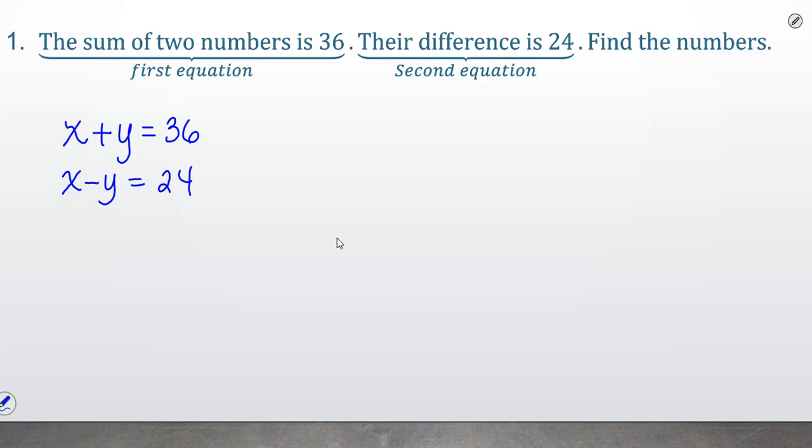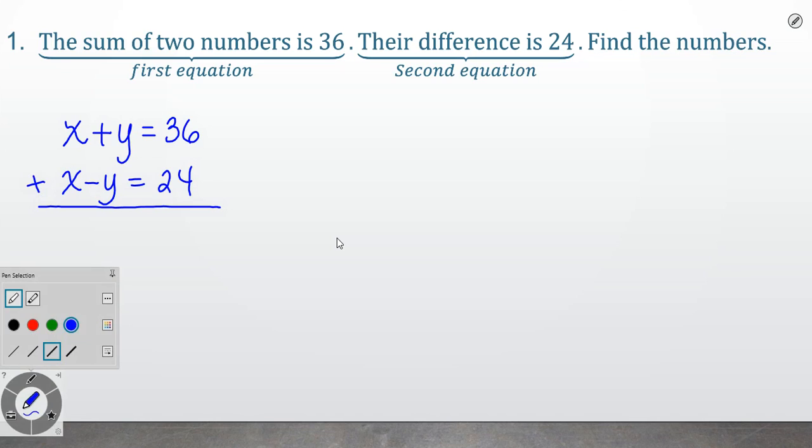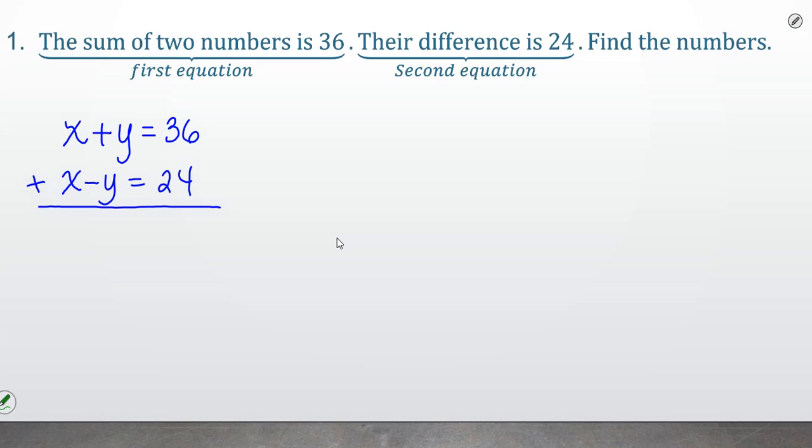All right, so here, like we saw yesterday in the previous lesson, we can eliminate the plus y and the negative y because they're opposites. And then x plus x is 2x, and 36 plus 24 is 60. Divide by 2, so x equals 30.